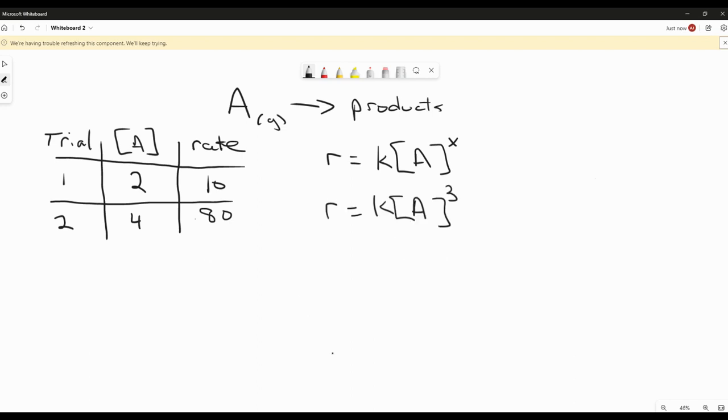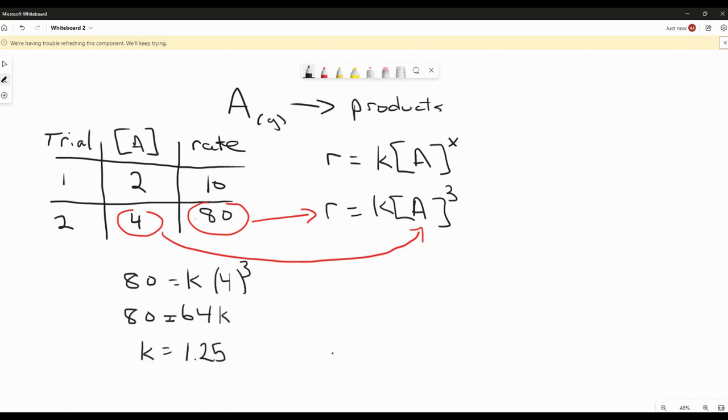Now that we've solved for the exponent, we can solve for the value of our constant K. Since we have experimental data, we can solve for K by taking our values from one of the trials and substituting them in for those two variables. So let's do that now with trial 2. Okay, so when we solve for K, we get a K value of 1.25.